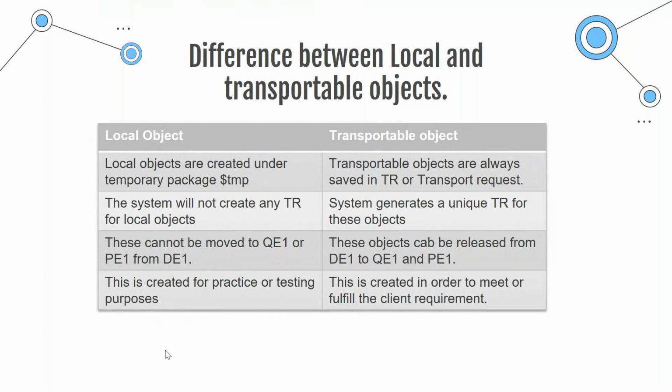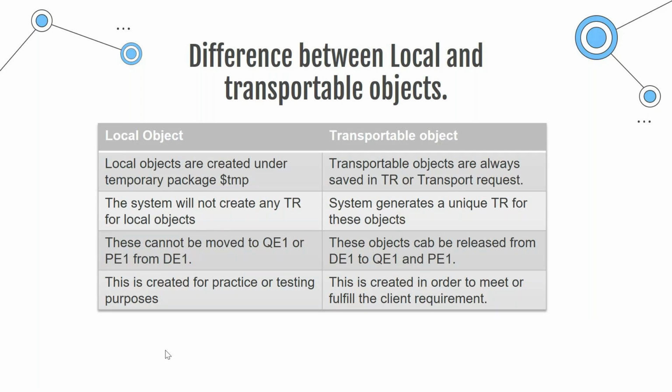So local objects are always stored in a temporary package. Today I'll tell you what is a package. So local objects are always stored in a temporary package called $TMP. TMP means temporary. Okay. And transportable objects are always stored in a transport request, TR. Then local object will not create any TR. No TR is needed for a local object. But for every transportable object, there has to be a TR. Without a TR, you cannot create a transportable object.